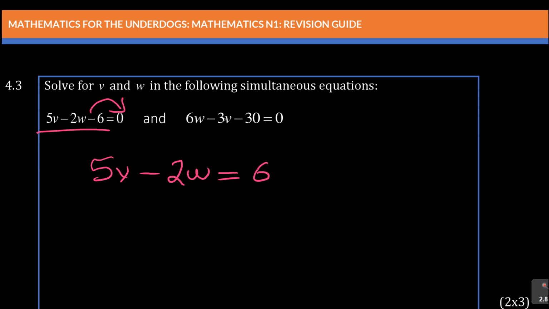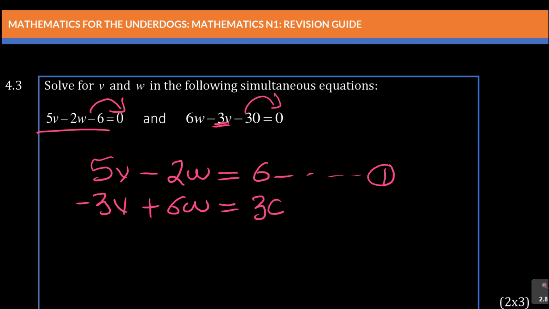You do the same thing now. When you write the second one, write it matching the first one. So this is my equation 1. Since I started with v, I maintain that, minus 3v, and then 6w is positive, plus 6w. Take 30 to the other side, it becomes positive 30. See that? Then that becomes equation 2. That's what you needed to do there.